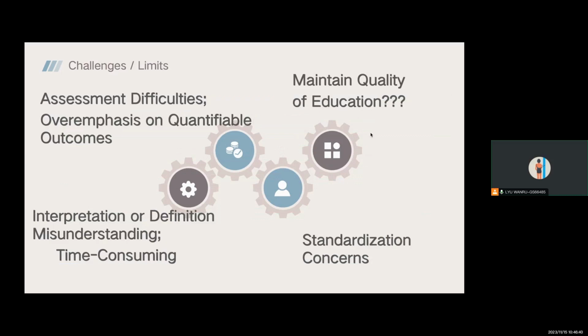Also, developing a well-structured OBC can be very time-consuming. It requires careful consideration of learning outcomes, assessments, and learning activities, which can be a resource-intensive process. The third one is standardization concerns. Critics argue that OBC may lead to standardization, where creativity and unique teaching approaches are sacrificed for the sake of meeting predefined outcomes. This can limit the diversity of educational experiences. The last one is whether quality of education is maintained or not.